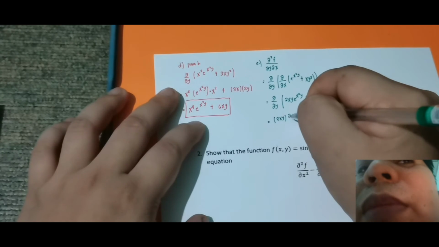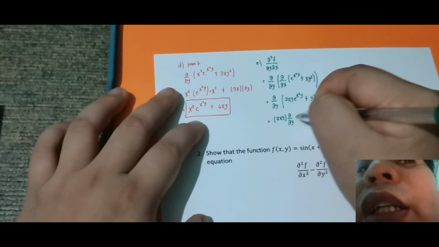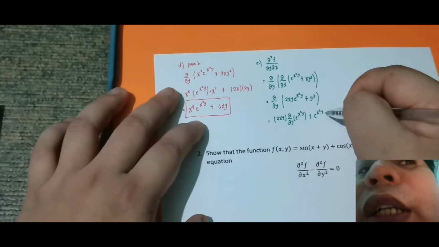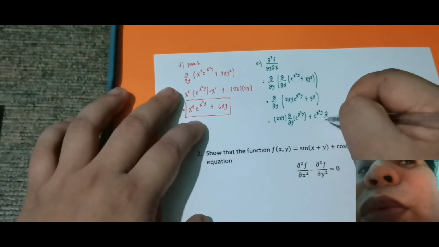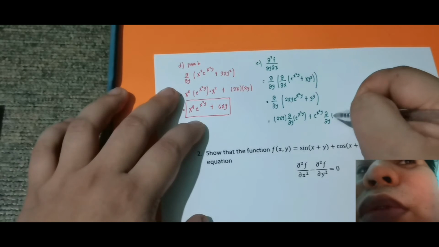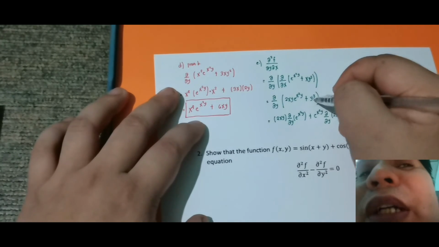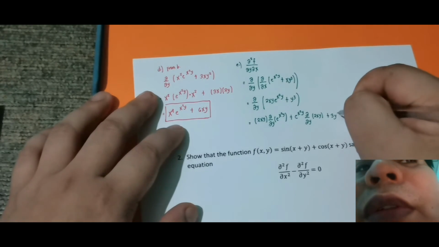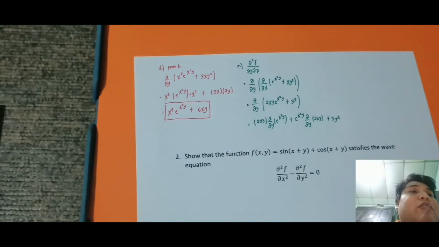Okay, then partial derivative with respect sa y ng e raised to x squared y. Okay, then plus e raised to x squared y times the partial derivative with respect sa y ng 2xy. Okay, then plus, partial derivative ng y cubed is just 3y squared. So huwag kalimutan yun. So, huwag ka mahihiyang magtanong.